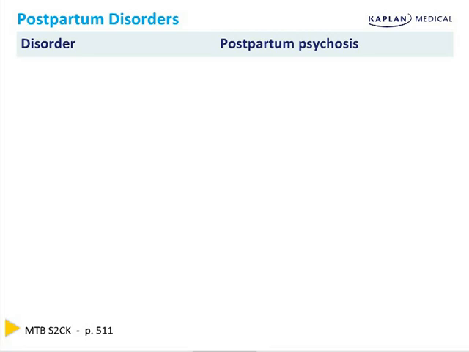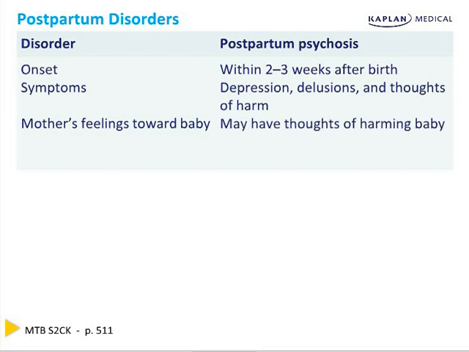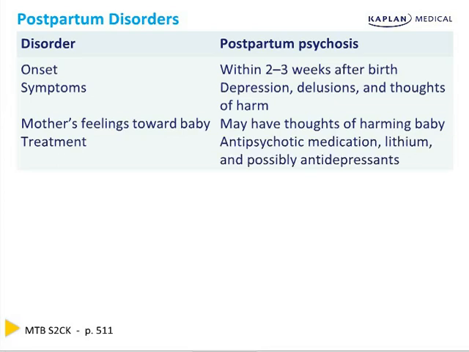The most severe is postpartum psychosis. So the onset is going to be within 2 to 3 weeks after birth, so a shorter onset than postpartum depression. The symptoms are pretty severe. There's depression, delusions, and thoughts of harm to self, to baby, and to others. The mother's feelings towards the baby are severe. There are thoughts of harming the baby. The mom will literally say, I think that my baby is the spawn of Satan, or my child is possessed by the devil. And the mom will believe these thoughts, and she won't feel bad about them per se compared to postpartum depression. For that case, the treatment is antipsychotic medications, lithium, and possibly antidepressants.